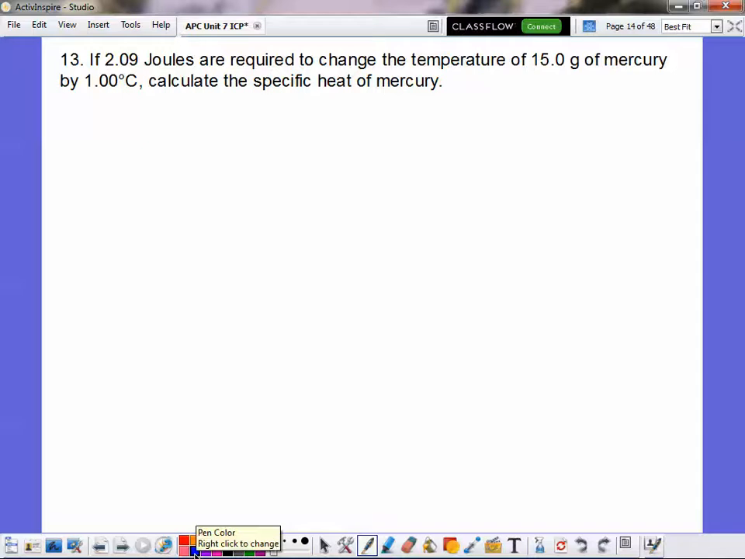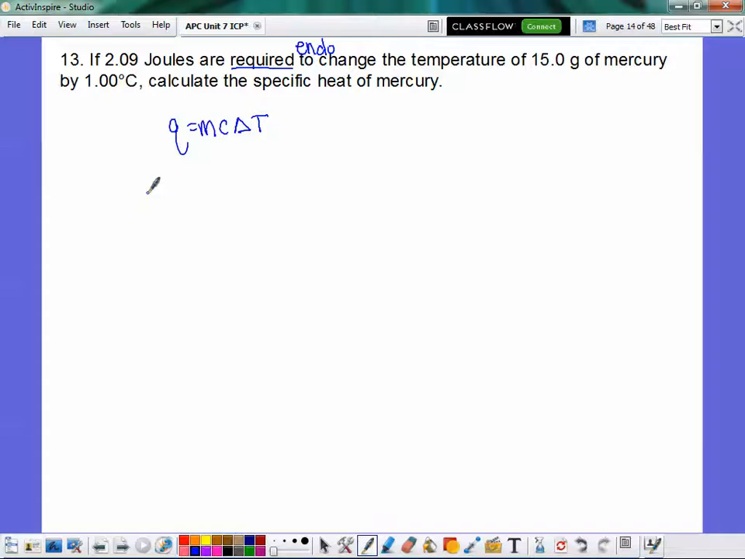This one. We're told that 2.09 joules of energy are required. So if that much energy is required, is it endo or exo? Endo. It required, meaning that we need to add it. This means it's endo, so my joules are going to be positive. To change the temperature of 15 grams of mercury by 1 degree Celsius, we're going to calculate the specific heat of mercury. So we're still using Q equals mcΔT, but we're solving for C this time. So Q is positive 2.09 joules.